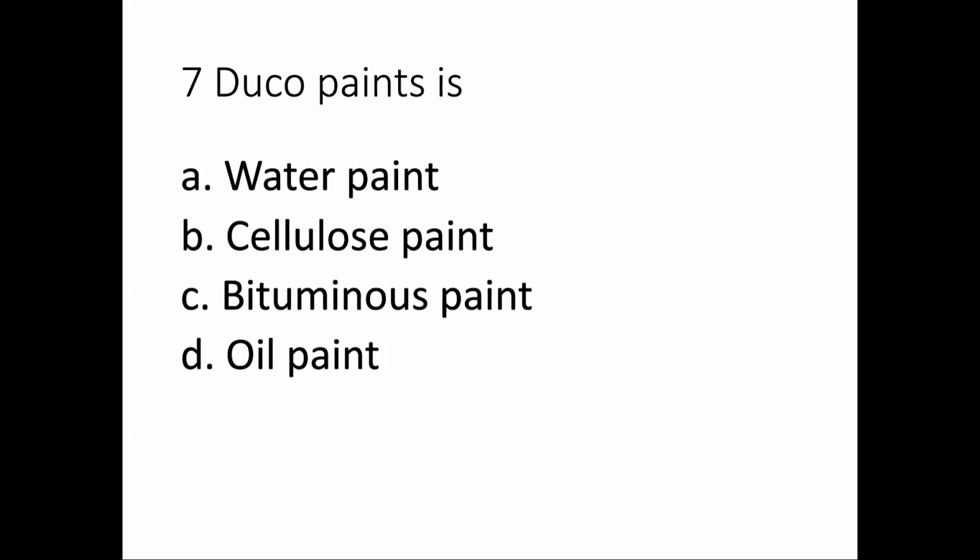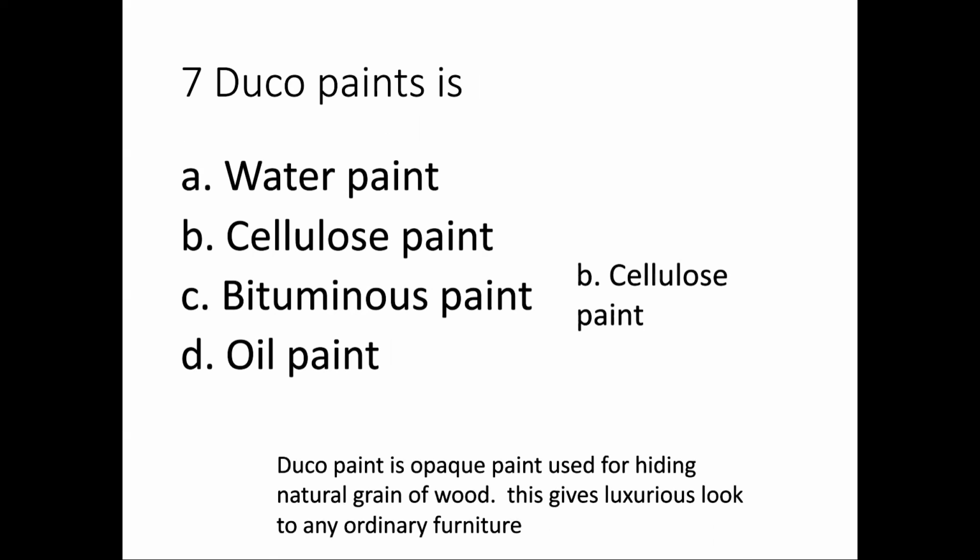Next question. Duco paint is? Options are given: water paint, cellulose paint, bituminous paint, oil paint. Answer: cellulose paint. What is Duco paint? Duco paint is an opaque paint used for hiding the natural grain of wood, and this gives a luxurious look to any ordinary furniture. A paint which hides such grains of wood is also called cellulose paint. So Duco paint is a cellulose paint.